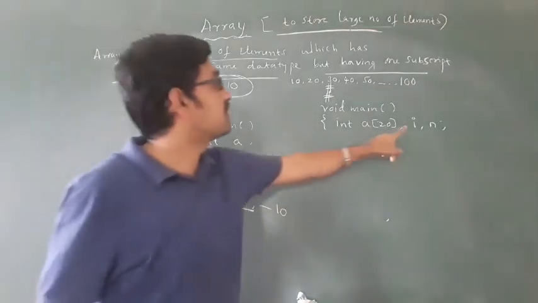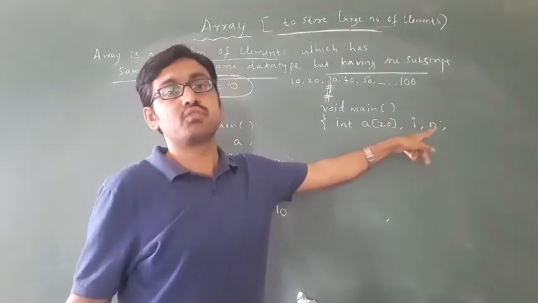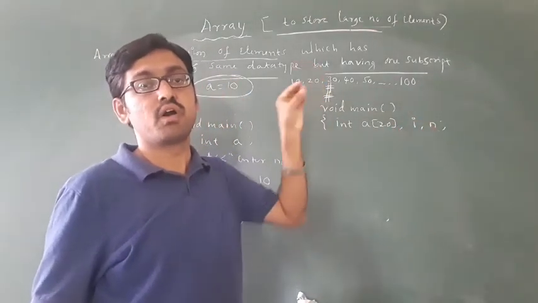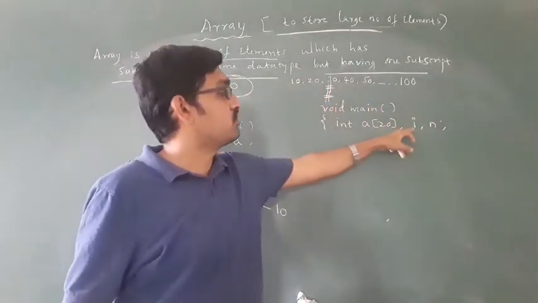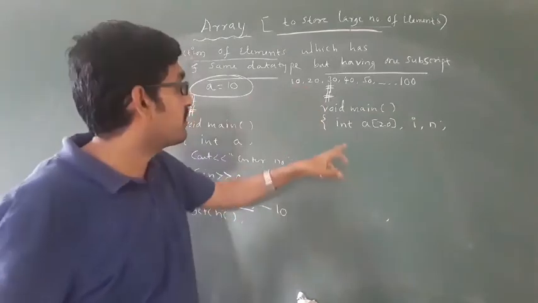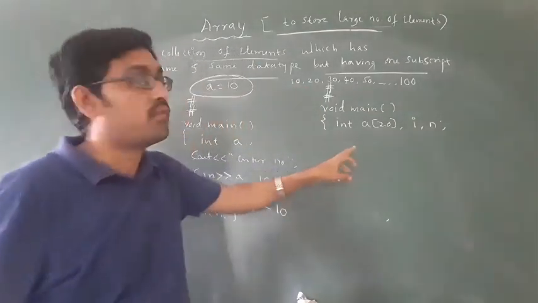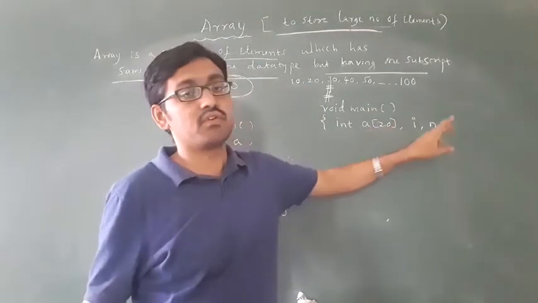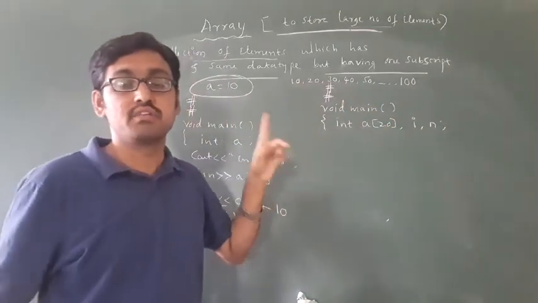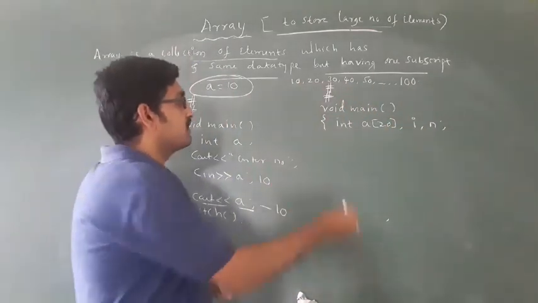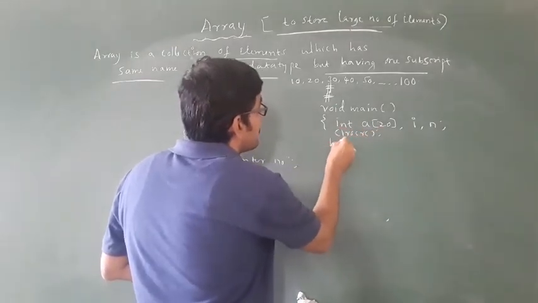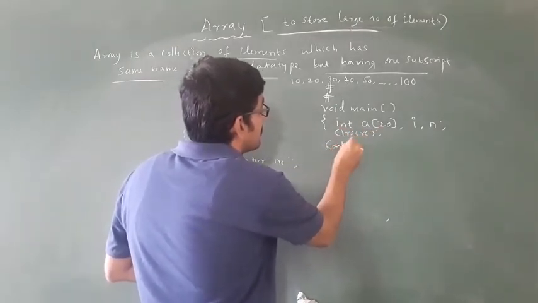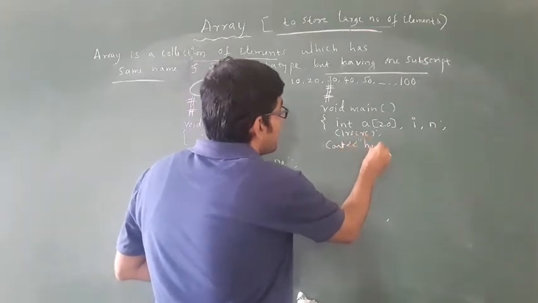Why? I is used for the for loop, n is how many elements you want to display. That's why these are the variables you have to use. Whenever an array is there, I and n are compulsory. You have to remember this. Then the next one is clrscr. Then cout how many elements?